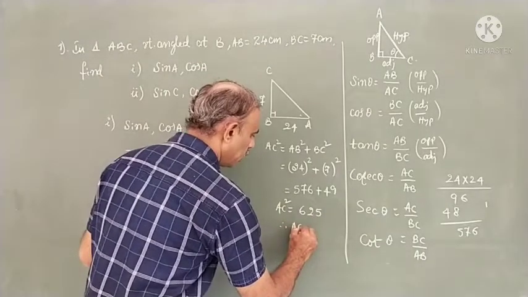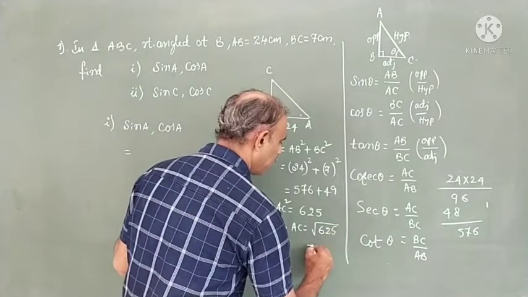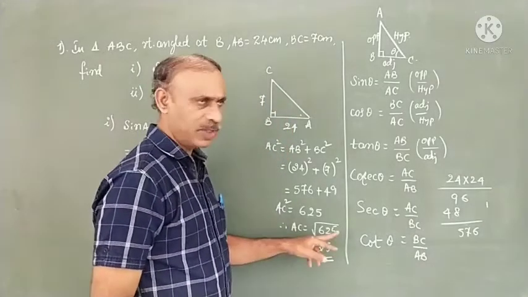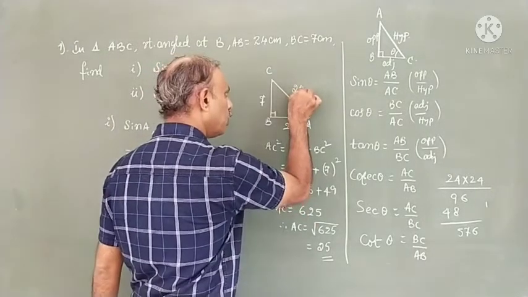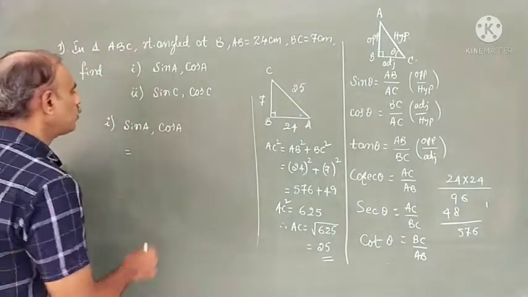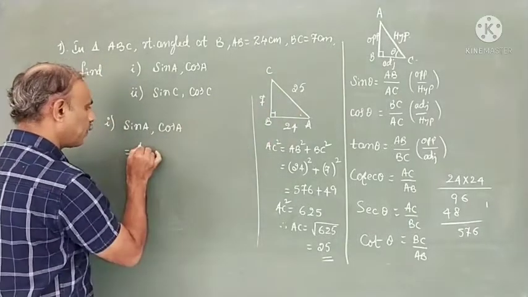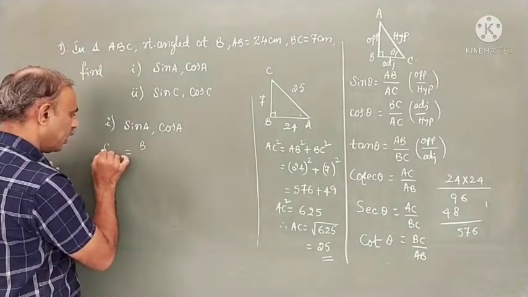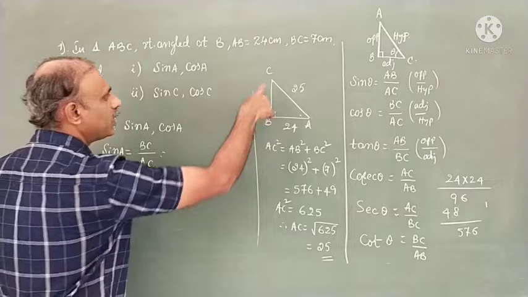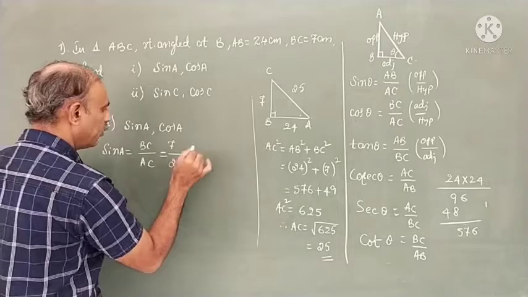Therefore, AC is equal to root of 625. What is the square root of 625? It is 25, right? 25 square is 625. So first you have to find out the hypotenuse. Afterwards, substitute. Sin A means opposite, that is BC. I am finding sin A: BC by AC. BC is 7 divided by AC, which we just calculated as 25.